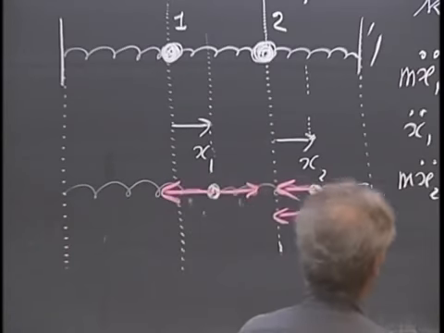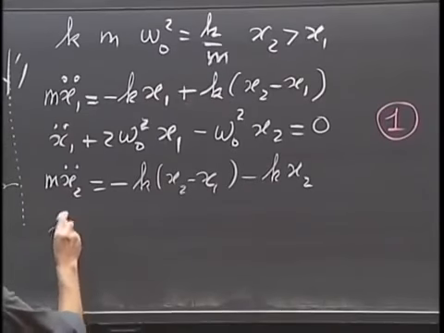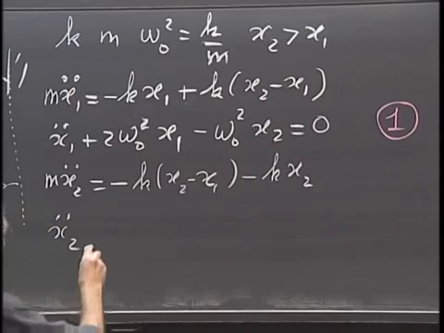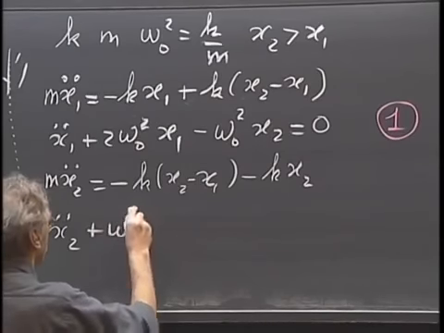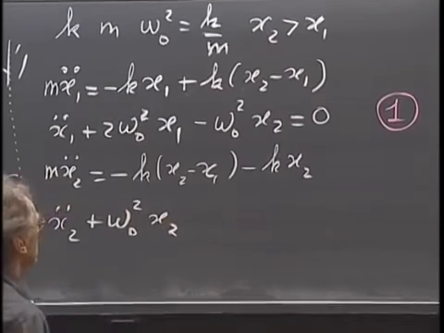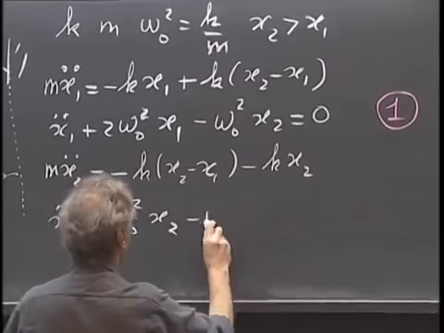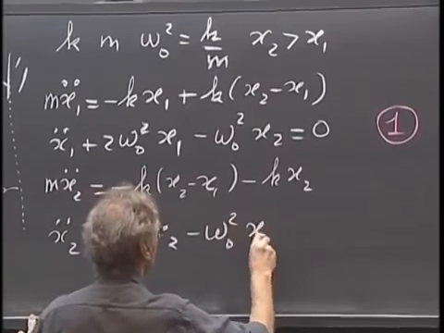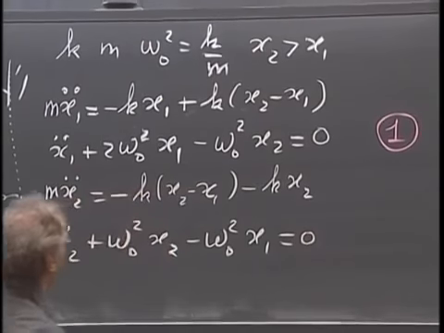And so I can divide m out. And so I get x2 double dot. And then I get plus 2 omega 0 squared times x2. And then I get minus omega 0 squared times x1 equals 0.